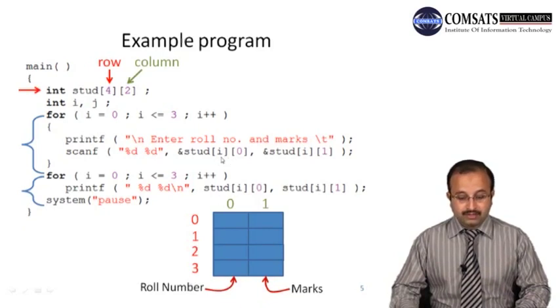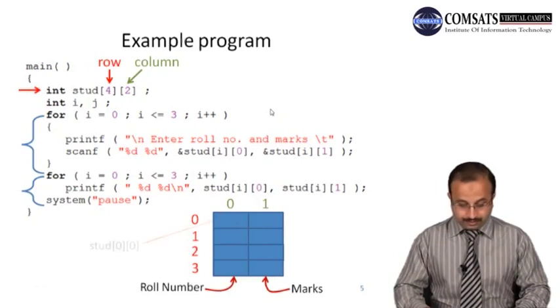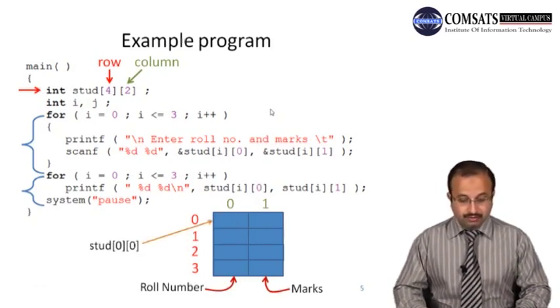So initially the value of I is 0. So 0, 0 means that this element, right? So this element is 0, 0, when the value of I is 0, and the message will be displayed, enter roll number and marks. So you first enter the roll number, and the roll number will be stored at the address STUD[0][0], and that is the address of this element. ये जो element है इसका address है, ठीक है?